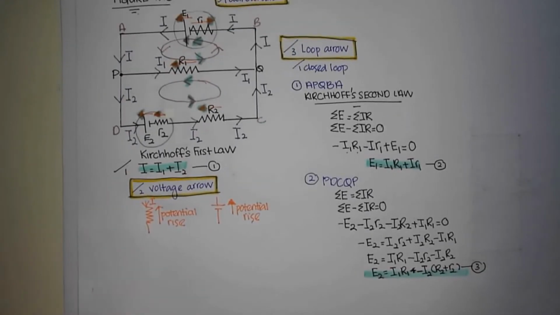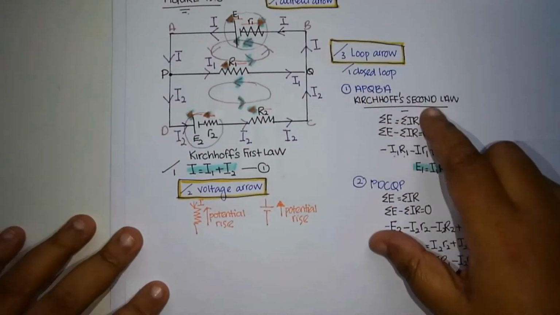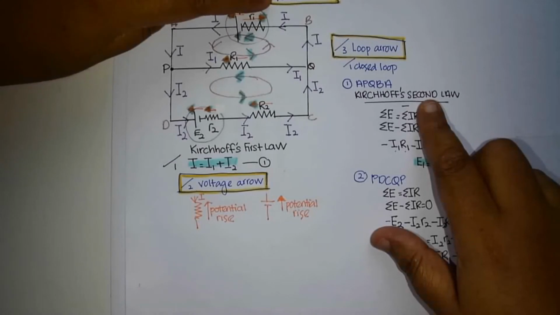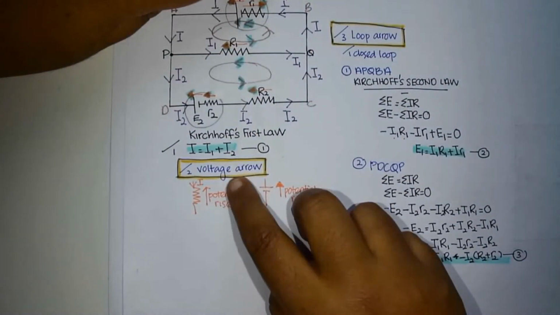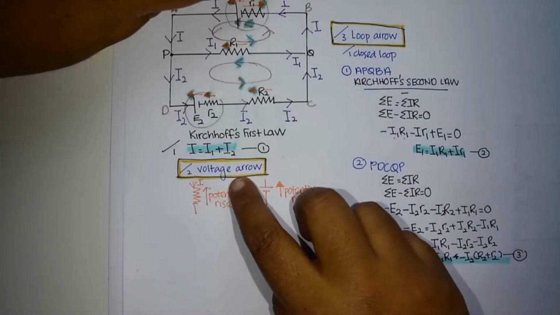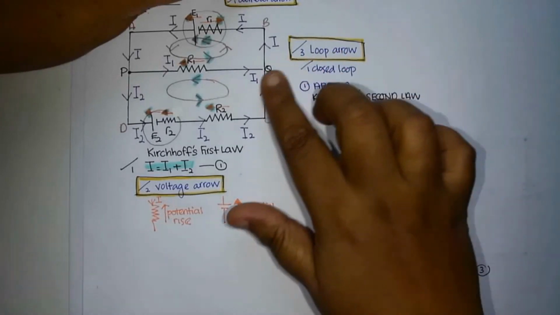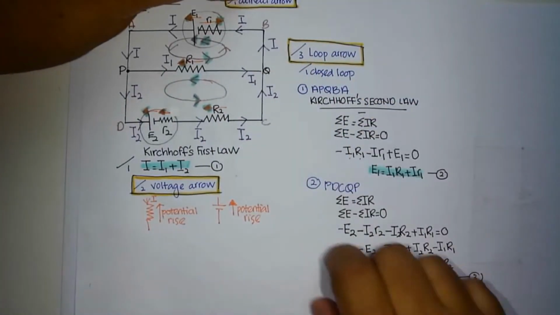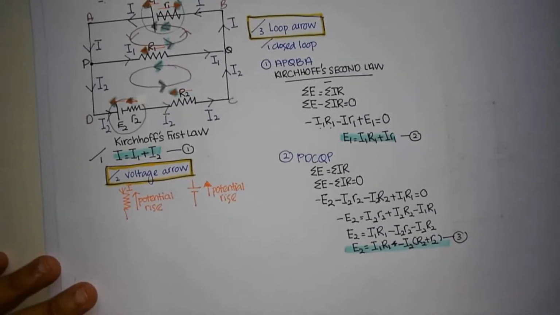So the most important thing here is to understand current arrow, voltage arrow, loop arrow. First thing, draw the current arrow. Then look at the current arrow, get the voltage arrow. Then after that you draw a loop arrow. From the loop arrow, look at the voltage arrow and get the equation. Alright, so that is all, class, for this figure.